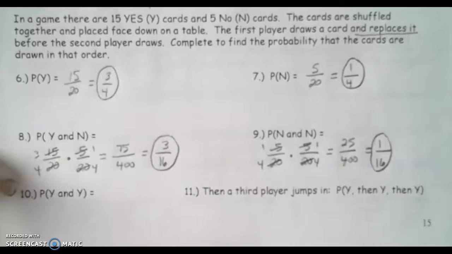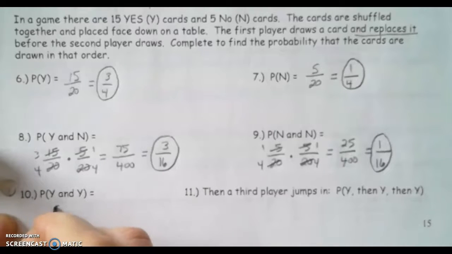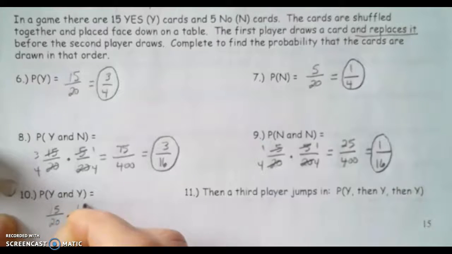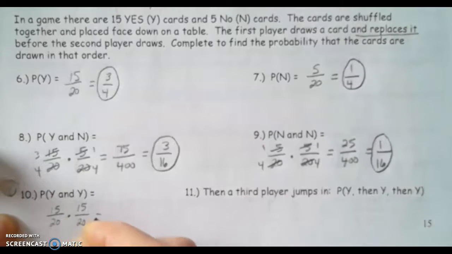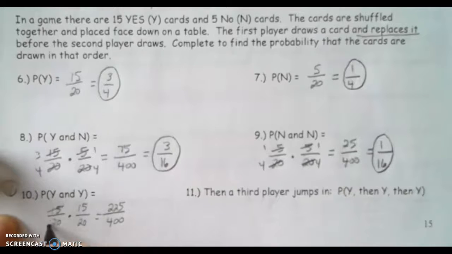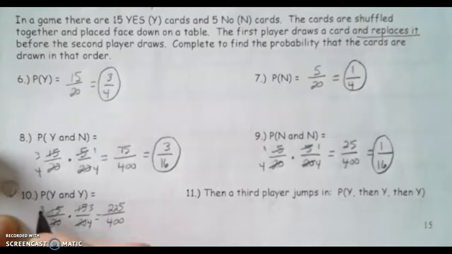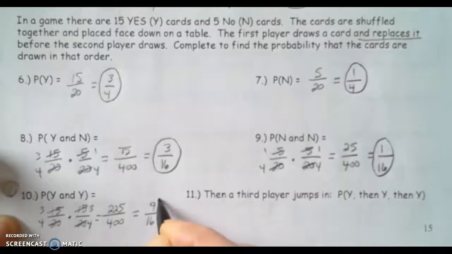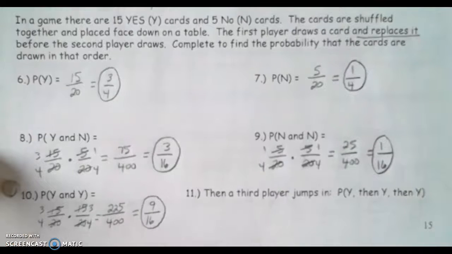In question 10, we want a yes card followed by another yes card. To get a yes card the first time, it's going to be 15 out of 20. We replace it, so to get another yes card, it's also 15 out of 20. And that's going to make our probability 225 out of 400. But again, we said before that we can simplify the 15/20 down to 3/4, so that's 3/4, and that's 3/4. 3/4 times 3/4, simplified, we're going to have 9/16 as our compound probability.